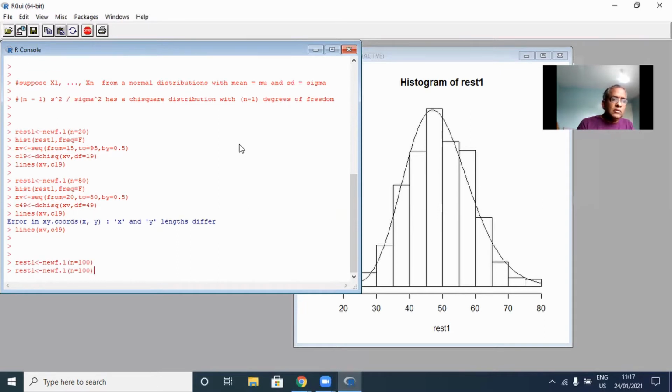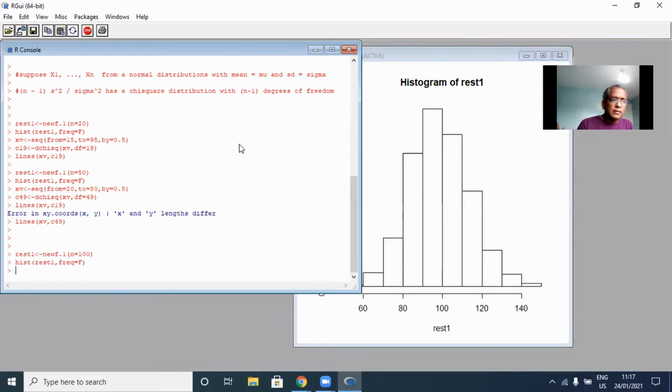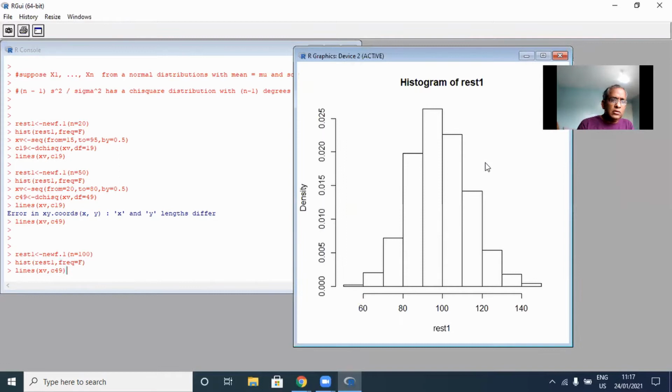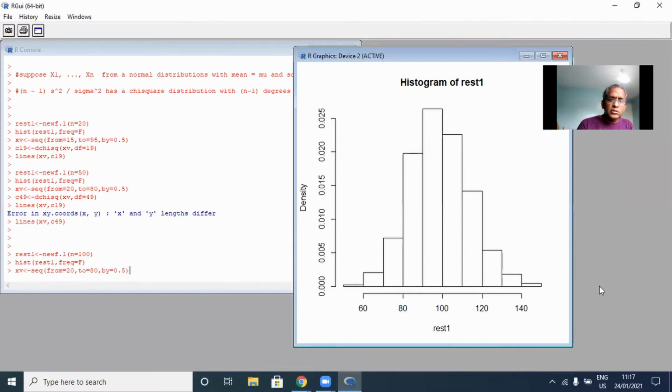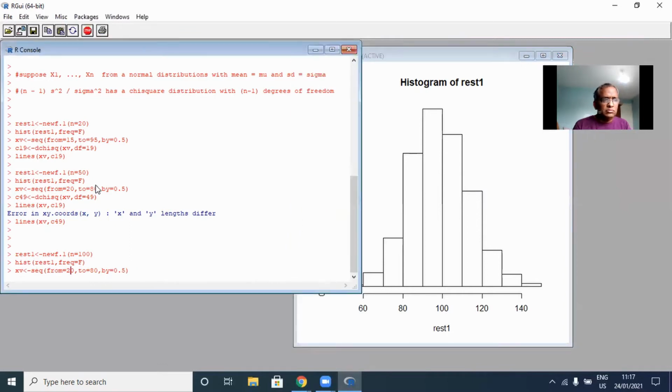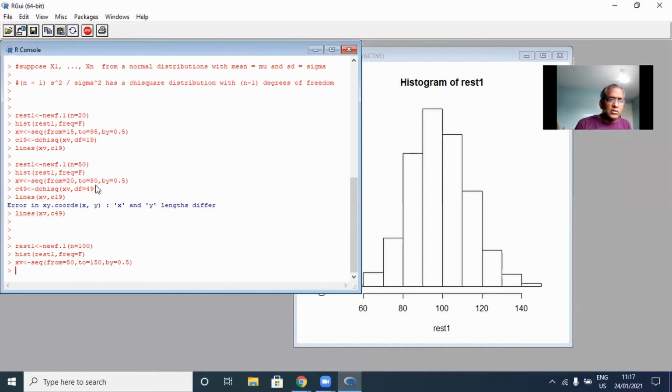Right. So do the histogram again. Okay, and let's define xv to range from, say, 60 to 140. So maybe say 50 to 150. So let's take it from 50 to 150 in steps of 101.